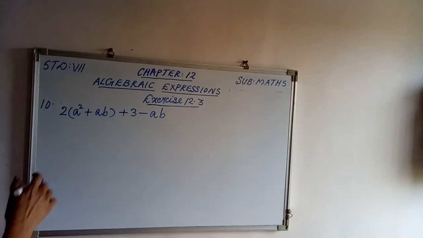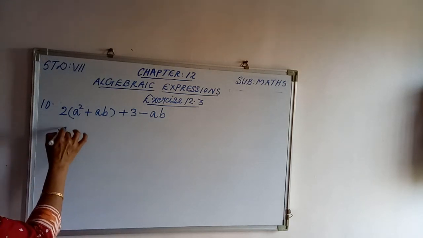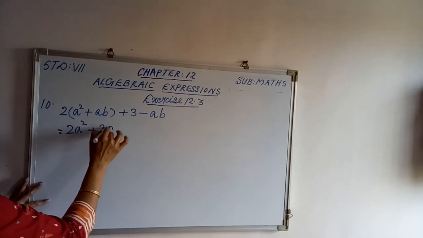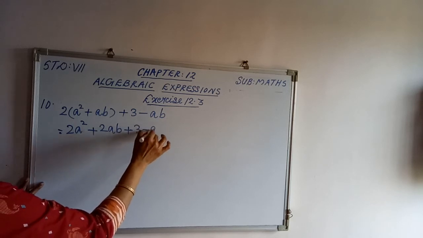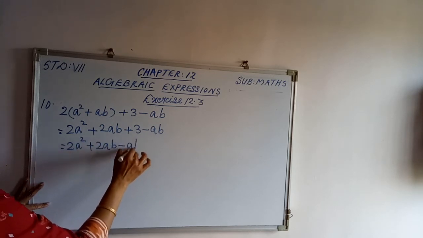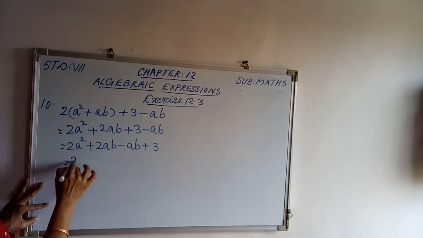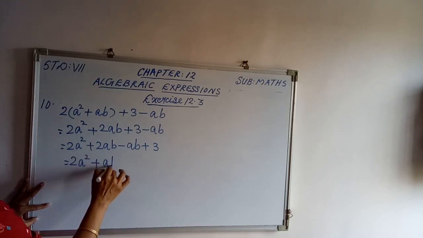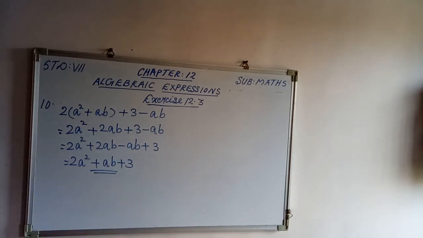10th question. Simplify the expression and find its value when a is equal to 5 and b is equal to minus 3. The expression is 2 into a square plus ab plus 3 minus ab. So first what you have to do is simplify the given expression. 2 into a square, 2a square plus 2ab plus 3 minus ab. That's equal to 2a square plus 2ab minus ab, arranging the like terms, then plus 3. 2a square plus ab plus 3. This is the simplified form of the expression.